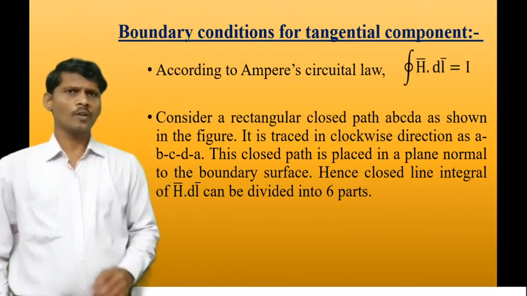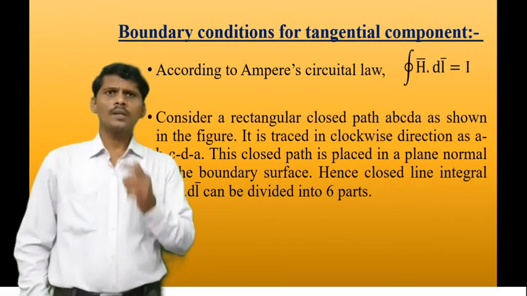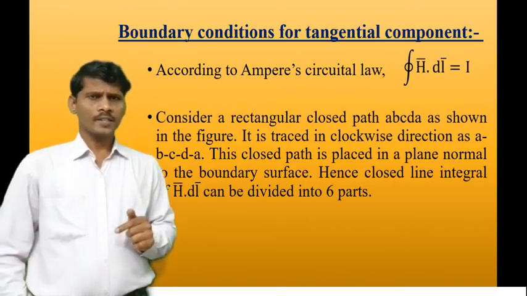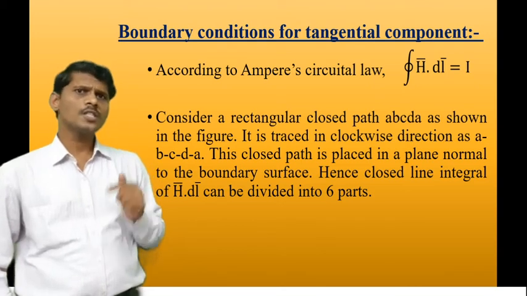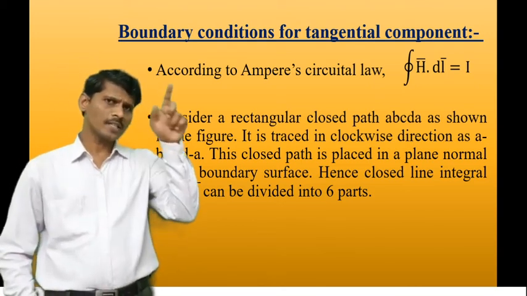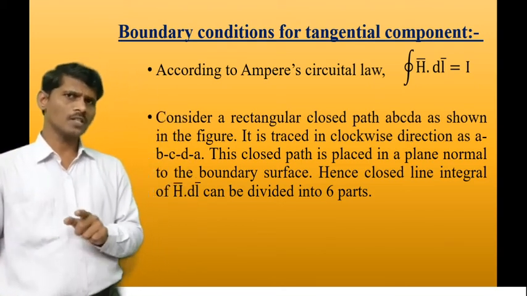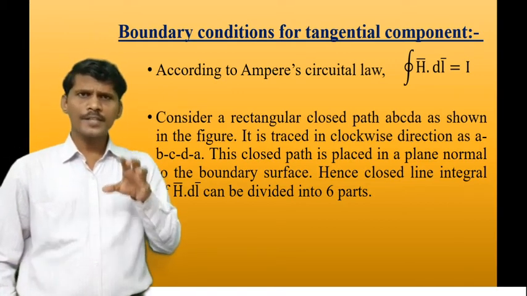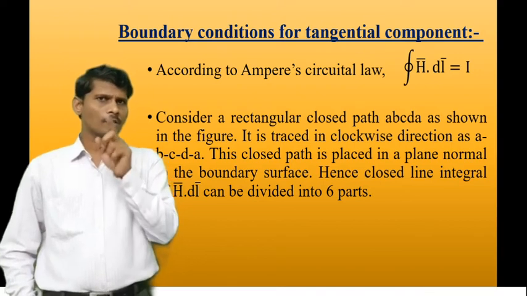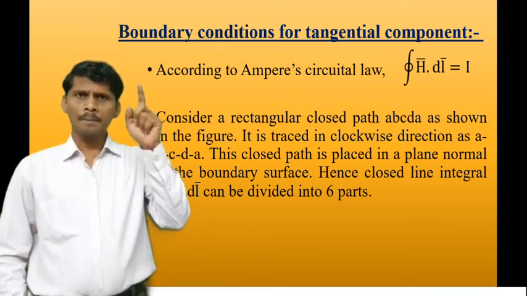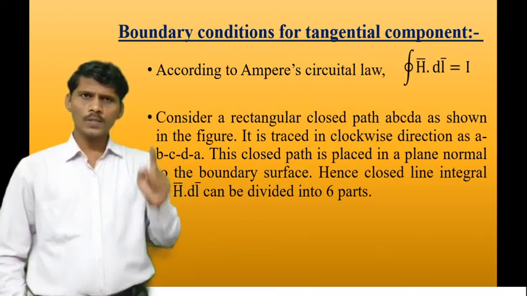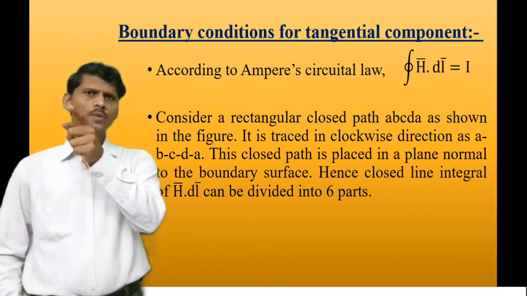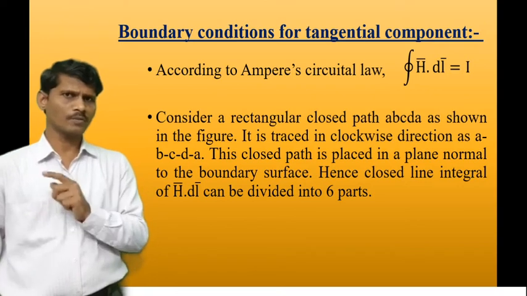The closed line integral of H bar dot dl bar is equal to the current enclosed by that path. The closed line integral will be divided into 6 parts, since the closed path can be traced in the clockwise direction. That is path A to B, plus B to 2, plus 2 to C, plus C to D, plus D to 1, and 1 to A, as shown in the figure.